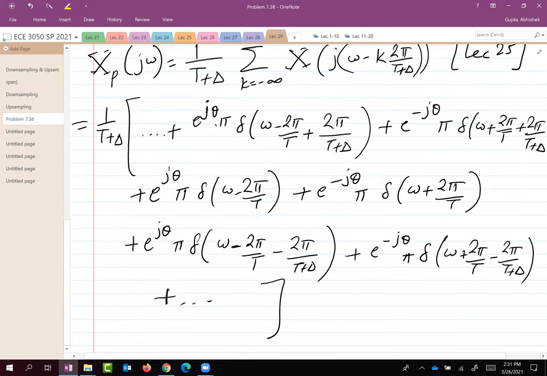So this is my X(jω). I'll let you copy it. I'm not sure how many of you are copying it, but I'll just wait while you stare at this equation for some time.